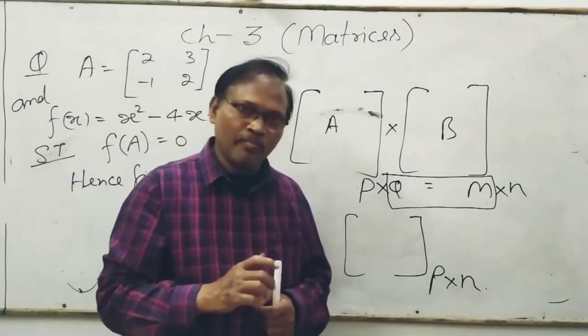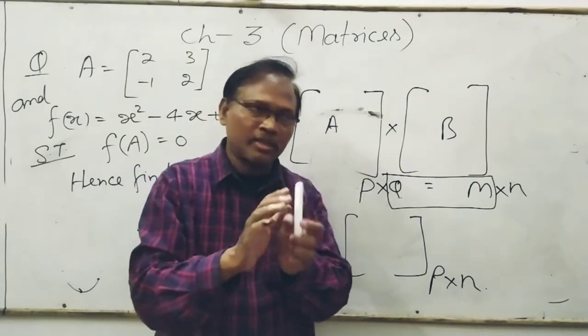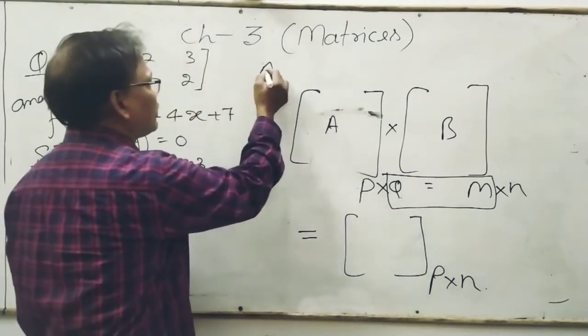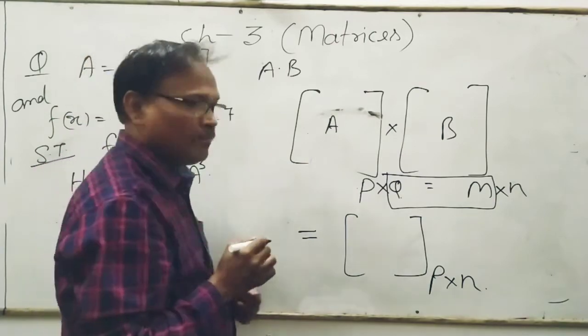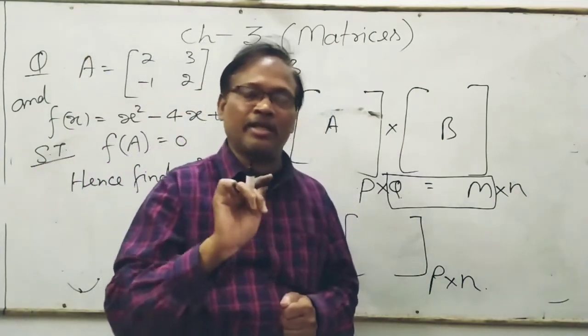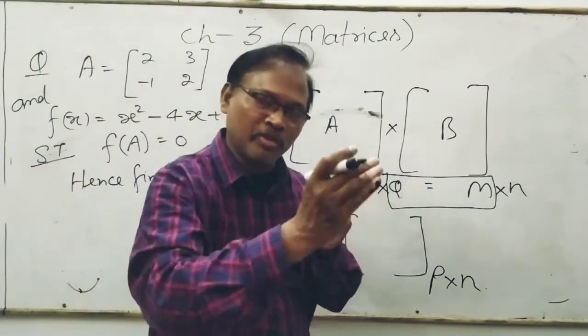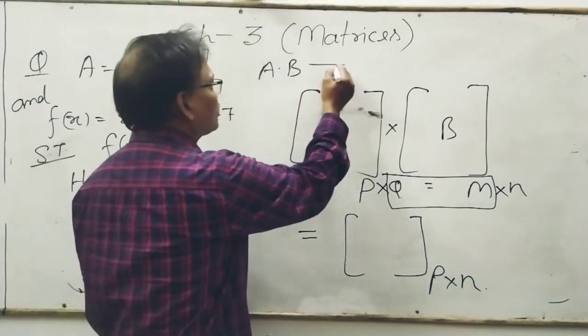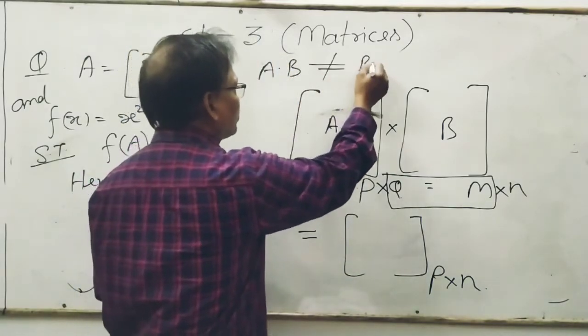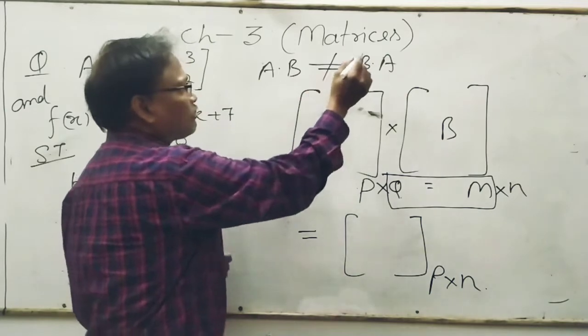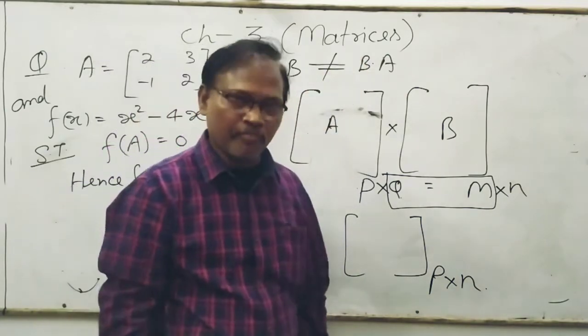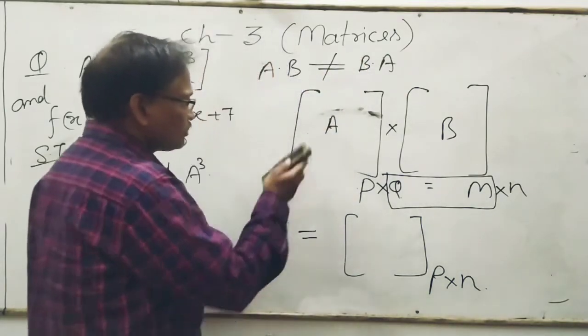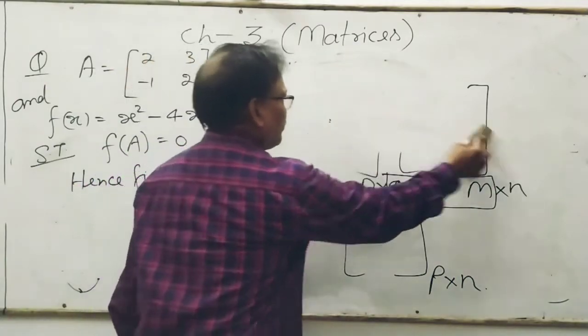The second one, the order of the matrix you cannot change. Suppose anyone has written A dot B, then you have to multiply A dot B. मतलब A को left side में, B को right side में. You cannot write like this B dot A, because A dot B is not equal to B dot A. So this is the rule to multiply.